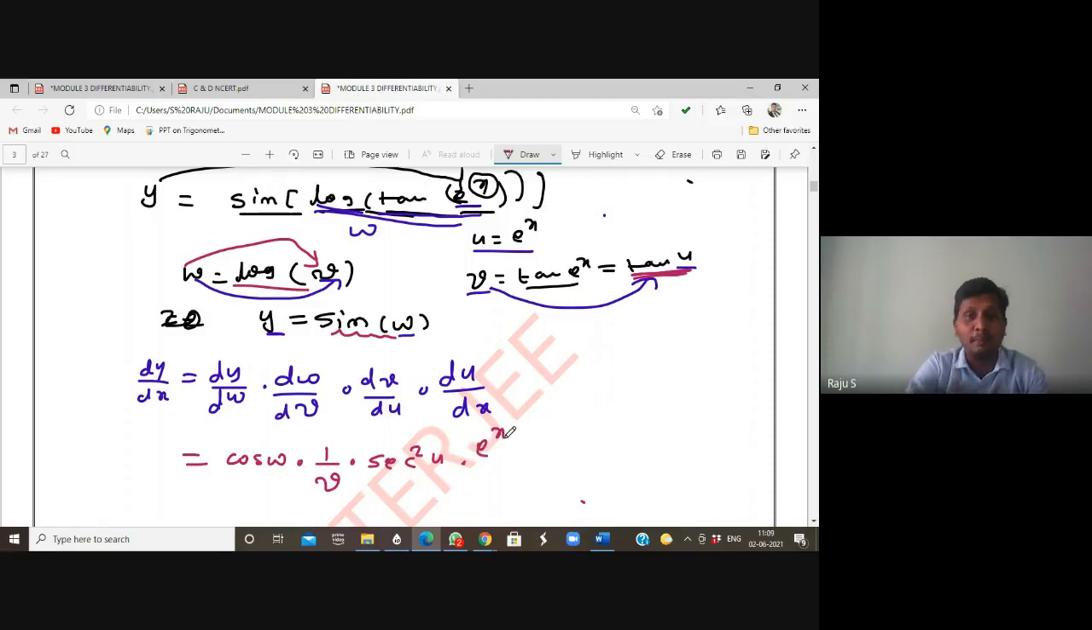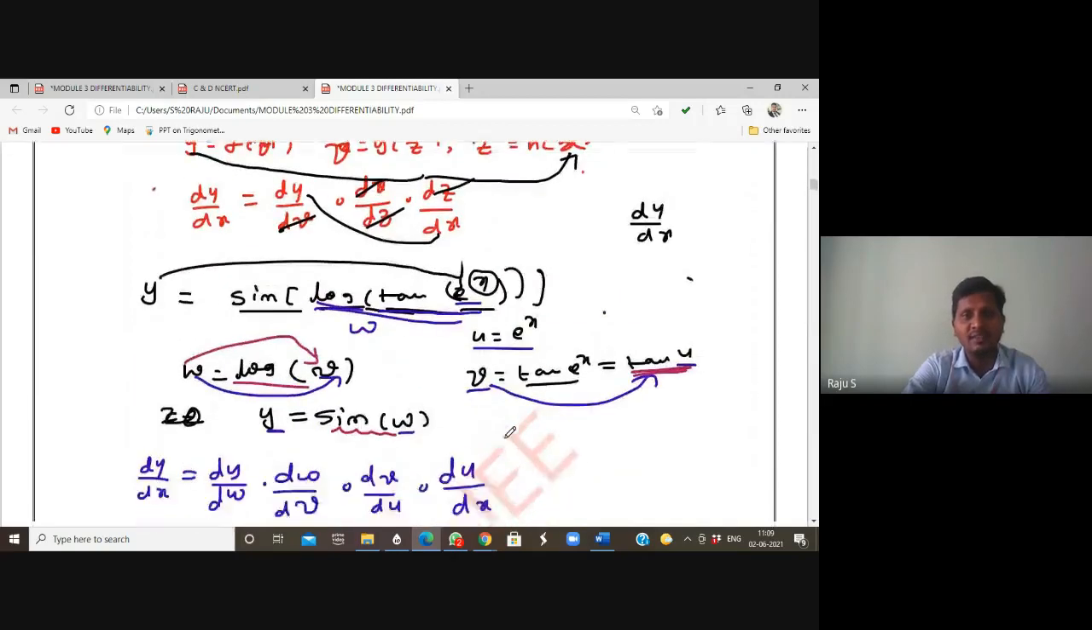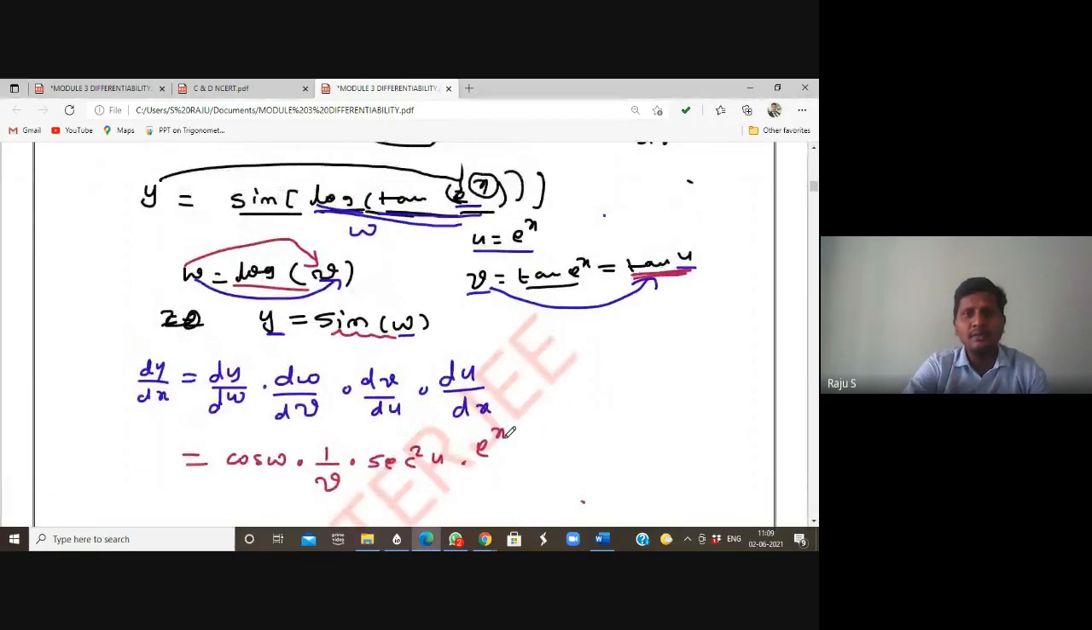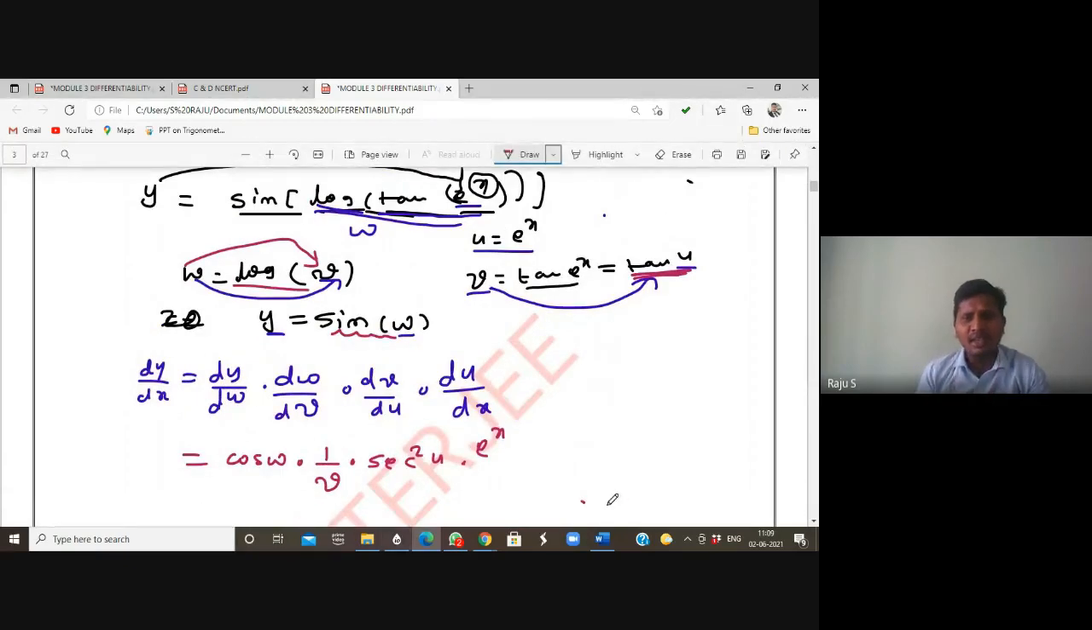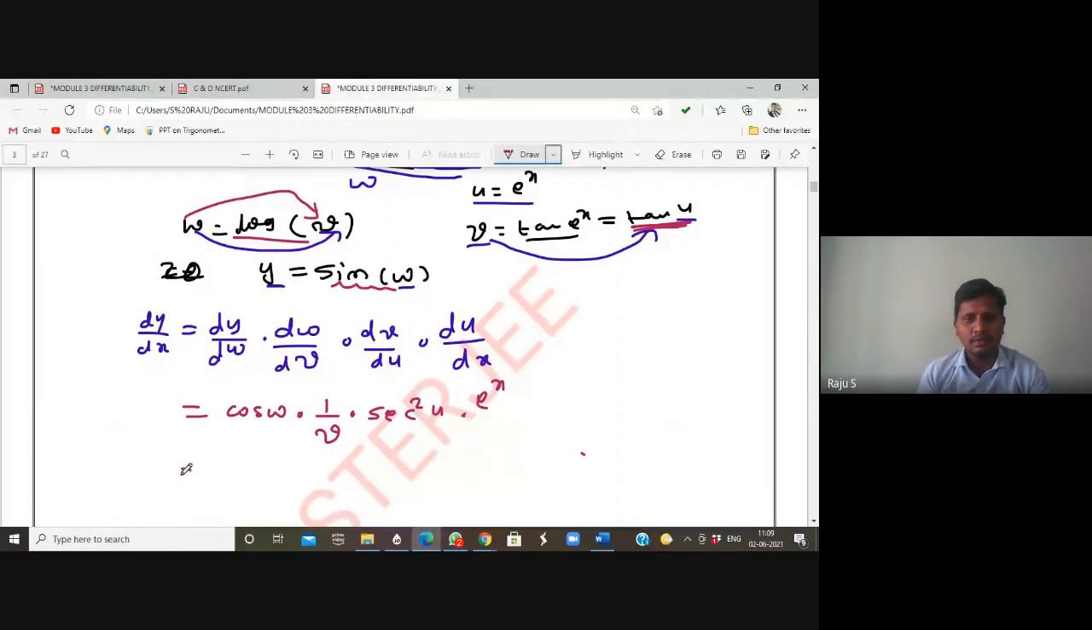This is the answer. But when you observe here, the question is in terms of x variable, so the answer also must be in terms of x variable. So are we having any x variable here? No. So you should substitute one by one the values. Since we know that cos w is nothing but cos of log v, 1 by v is nothing but 1 by tan u. Oh, sorry, secant square is there. Okay, right.